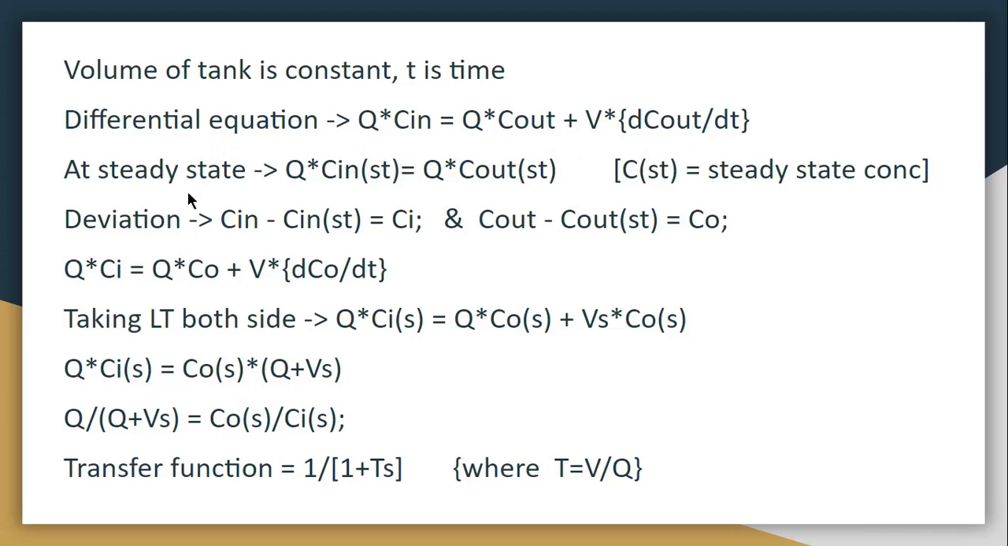Simplifying the equation and taking the Laplace transform on both sides, we get Q times C in(s) equals C out(s) times (Q plus Vs). By simplifying this, C out(s) by C in(s), which is the transfer function of output concentration over input concentration, equals 1 upon 1 plus Ts. Here T is V upon Q, which is volume upon the flow.